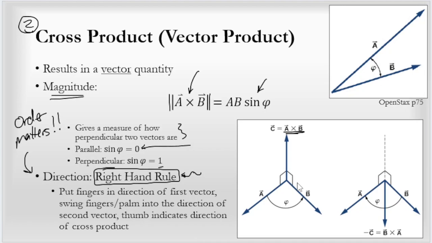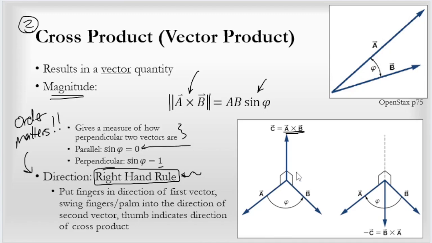Notice in the second diagram on the right in this picture, I cross B into A, so my first vector is now B. If I put my fingers in the direction of B, it points along B, and my thumb is actually pointing down as I cross my fingers into A through that 90 degrees between them, so the cross product results in a downward direction, which they're indicating is negative in this picture.